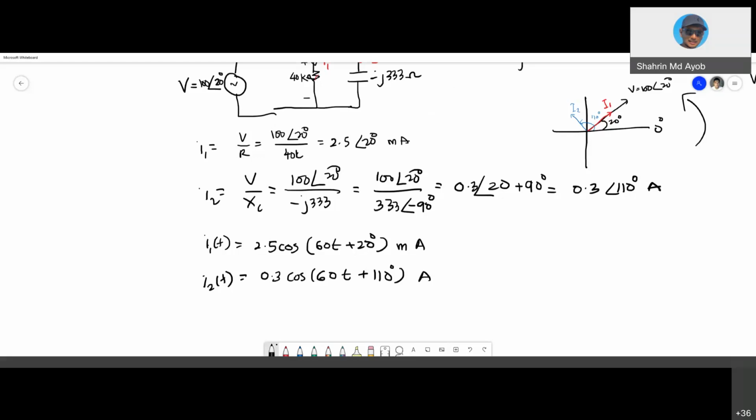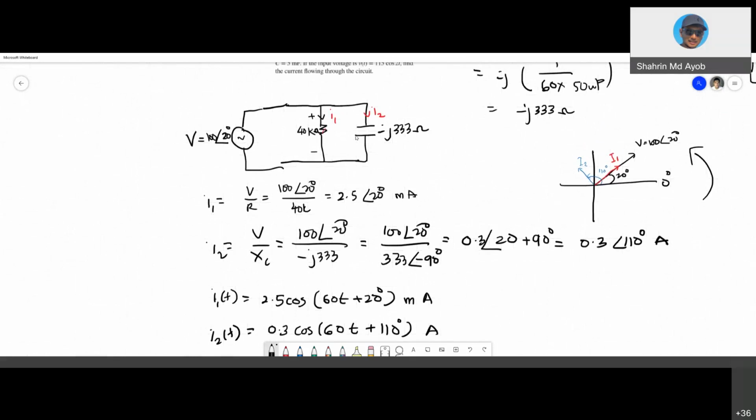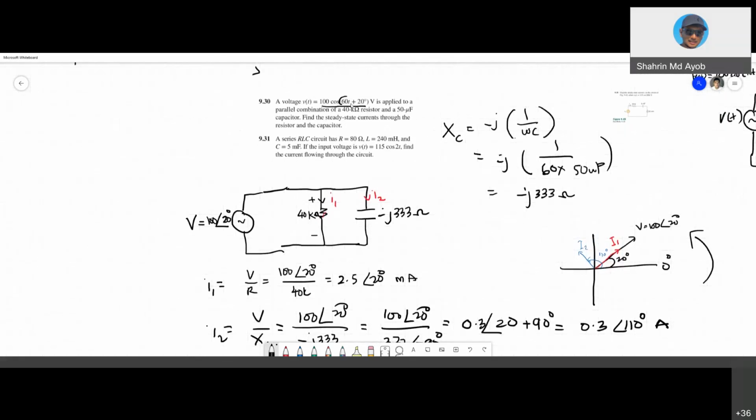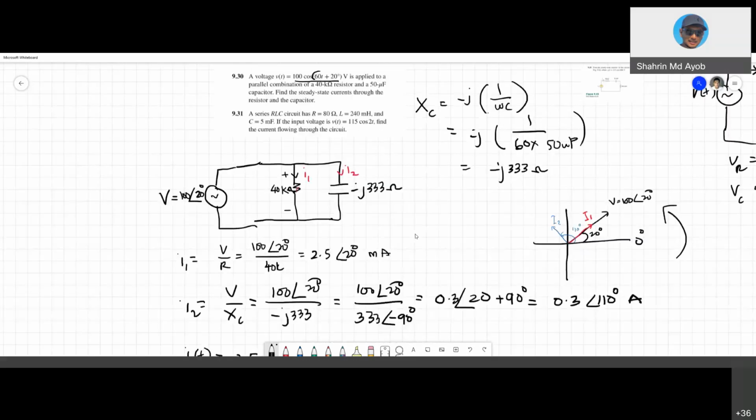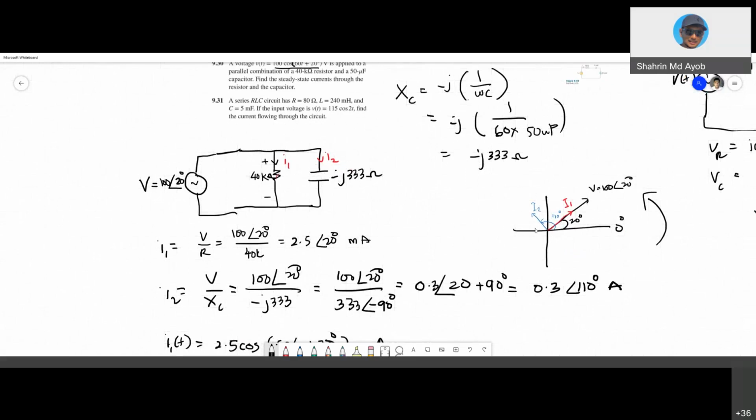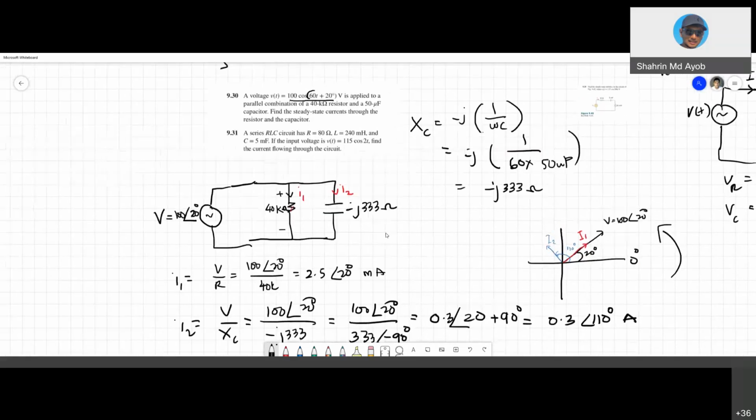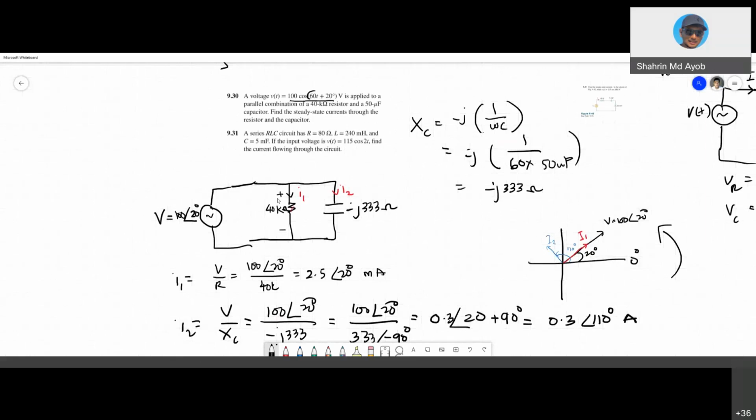Because one circuit only has one omega. You cannot have one circuit with multiple omega values. If the voltage source gives you this information, it means that all the circuits will operate at the same omega. The only difference is on the phase, because the phase depends on the loads and so on. For example, if you have a capacitor and resistor and so on, the omega still remains the same inside one circuit.